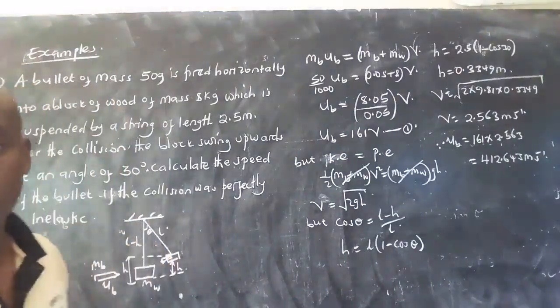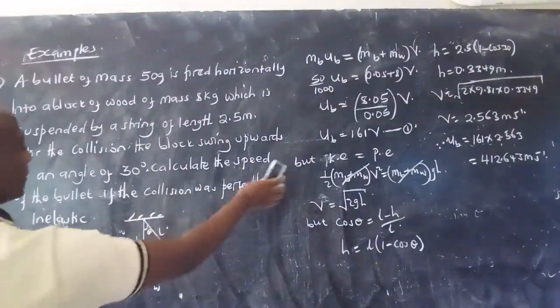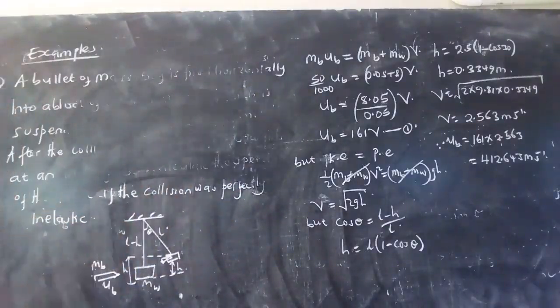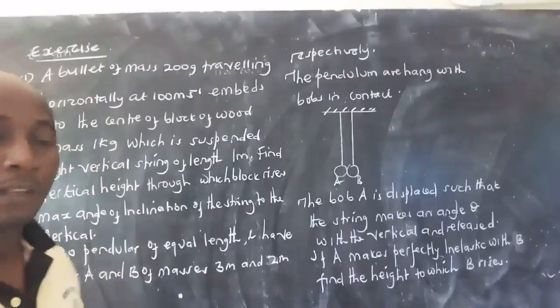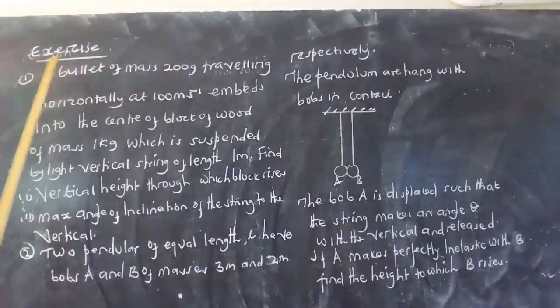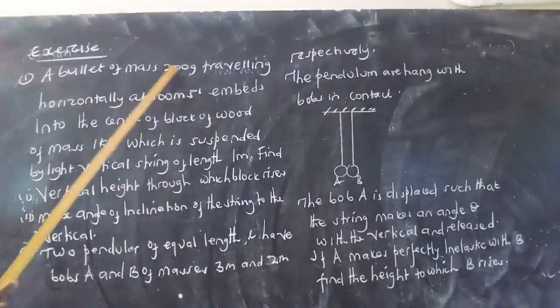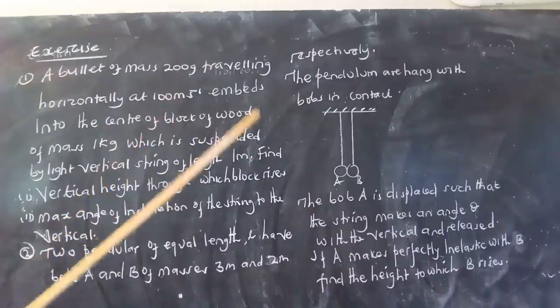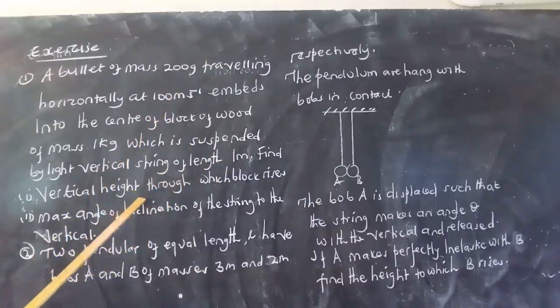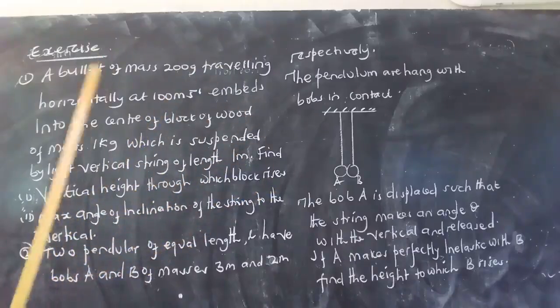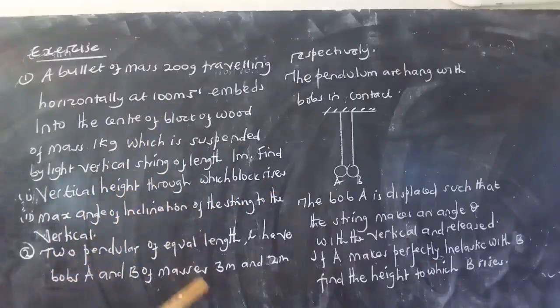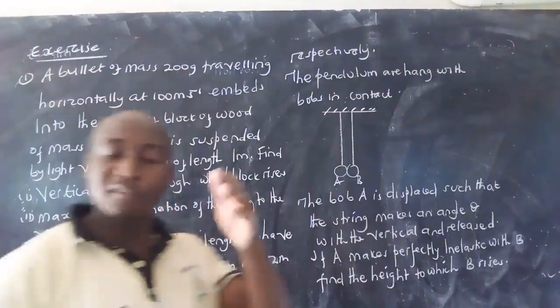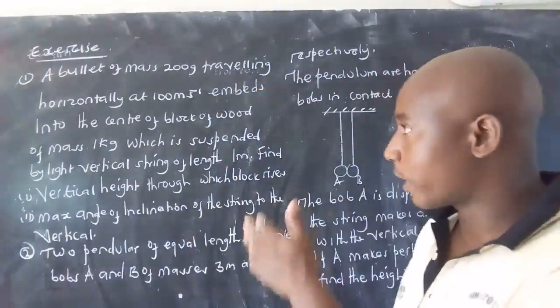So that's number one. We go to number two. So this is the exercise. A bullet of mass, so this is a bullet. They have given us the mass and the speed. They are asking us for the vertical height through which the block rises and the maximum angle of inclination.